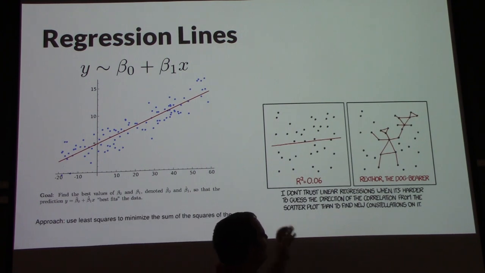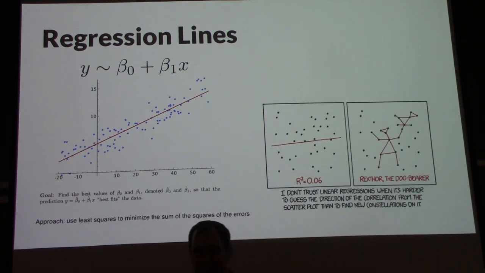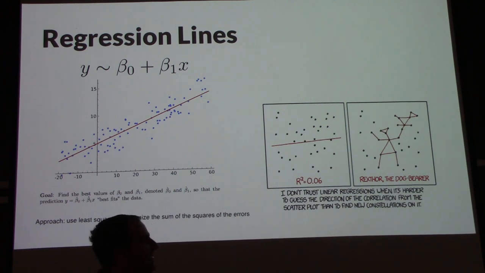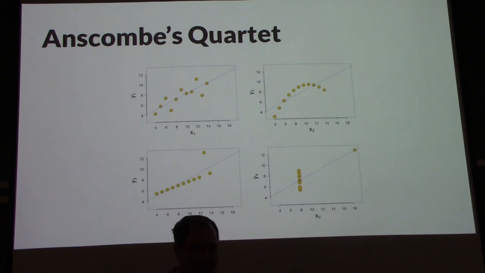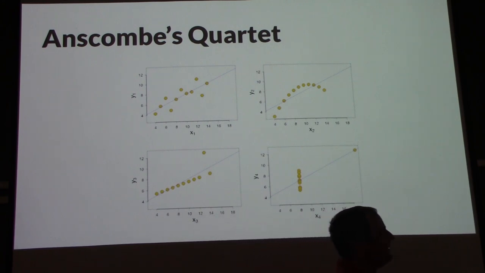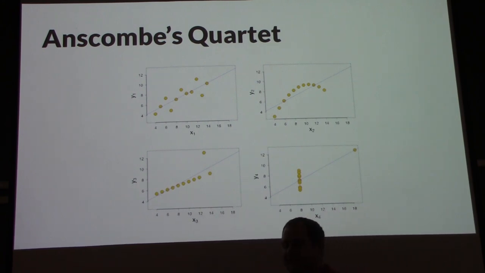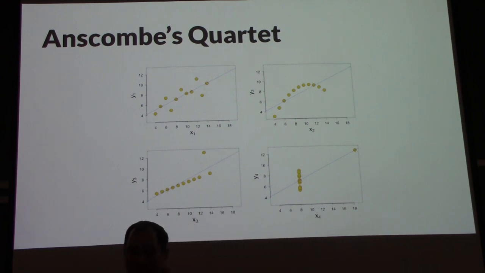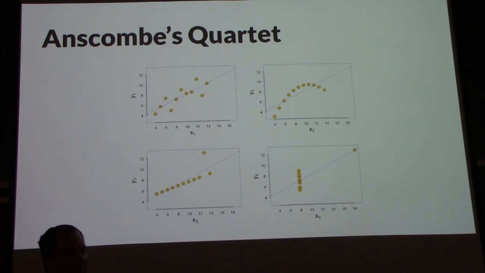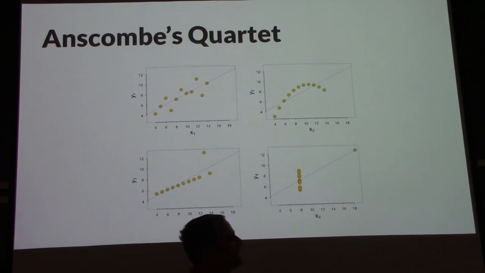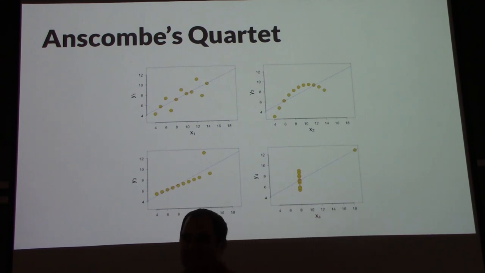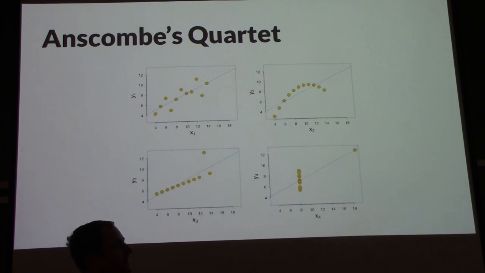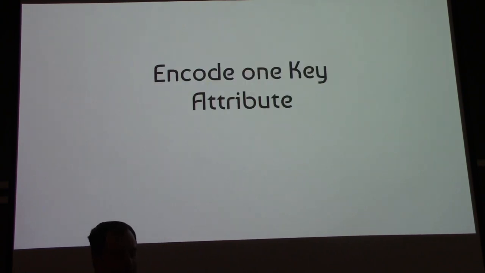So don't make any inferences about trends with very low R-squared values, where you basically cannot spot a correlation. And a word of warning: you can always calculate a regression line, but you should be aware of the problems we talked about with Anscombe's quartet. Those four data sets have exactly the same linear regression, the same mean, and the same standard deviation, but they look very different. So again, it's a point for visualization.